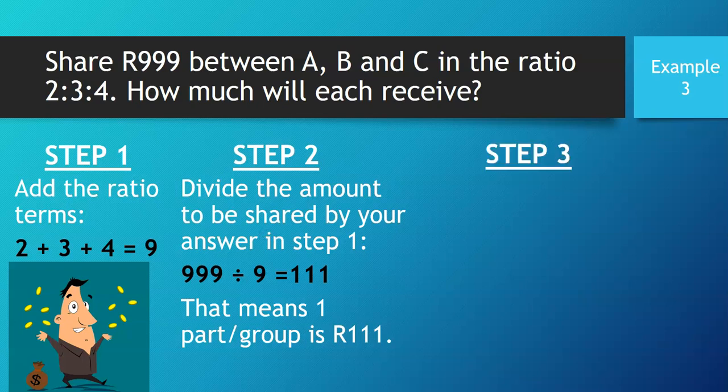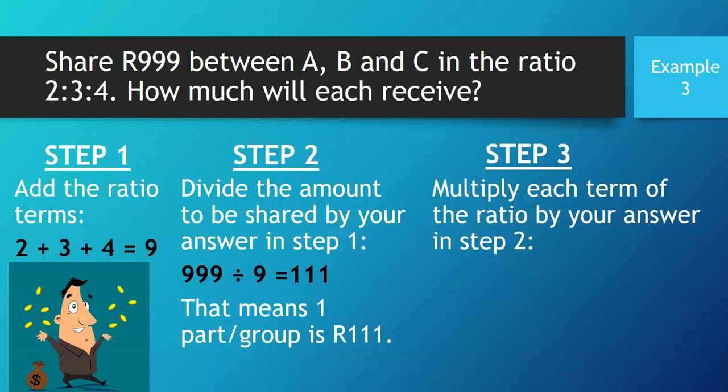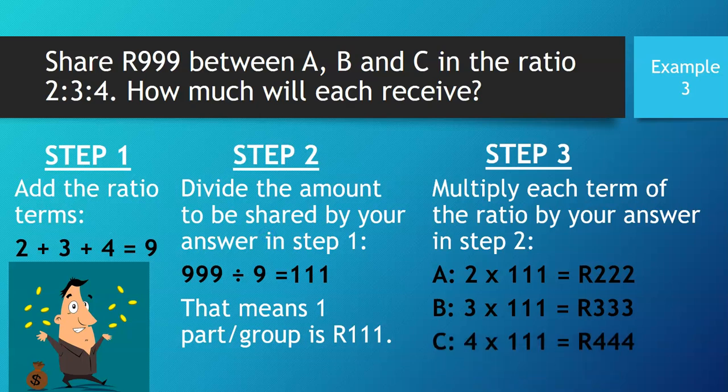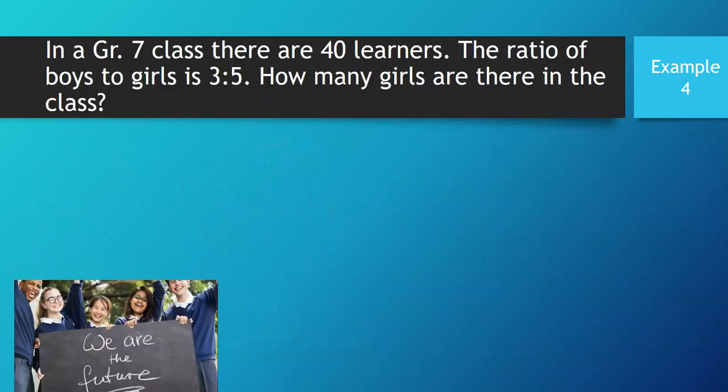Our final step is to determine now how much each person gets. So A is going to get 2 parts. 2 times 111, which is 222. B is going to get 3 parts. So he gets 3 times 111, super easy, 333 Rand. And C gets 4 parts, which gives you a total of 444 Rand. And then always we want to just check, make sure that we do get to the right answer, and if you add those, you will see you do get to 999 Rand. Okay, our second last example.